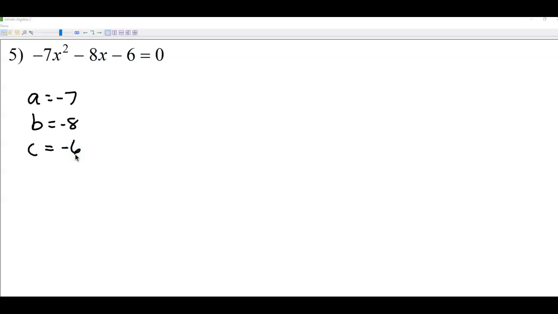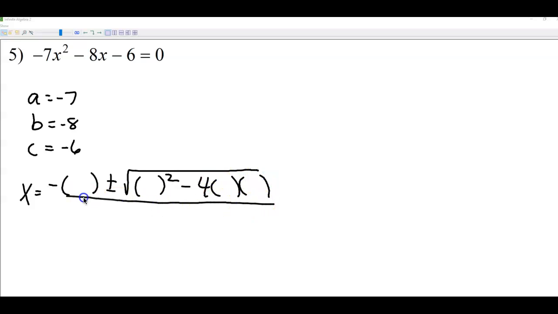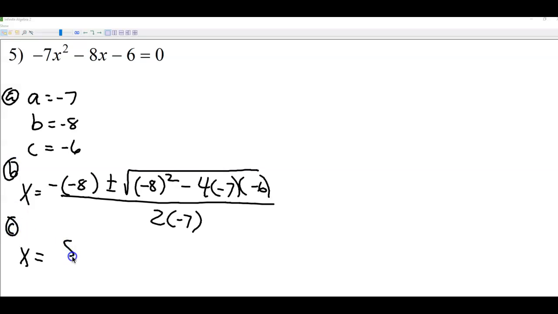The next thing we're going to do is plug in those numbers to find our roots. I like to start off with the blanks first. My B value is -8, my A value is -7, and my C value is -6. So we have 8 plus or minus the square root of 64, and this is going to end up being minus, I don't know, I've got to use a calculator. 4 times 7 times 6.